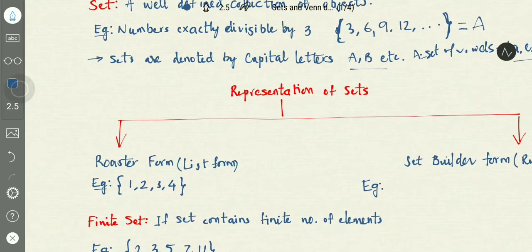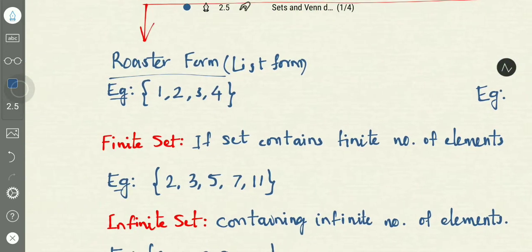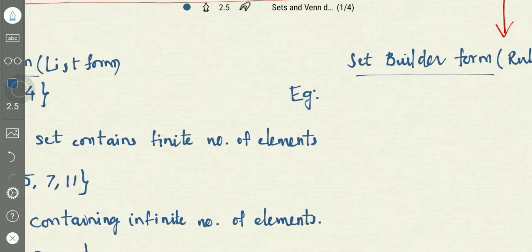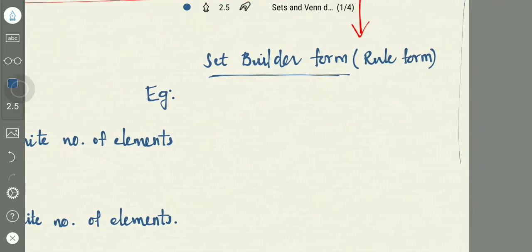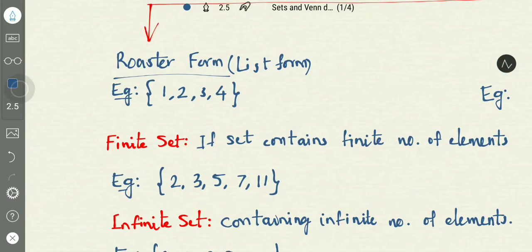The elements of set are represented in two types of forms. There are roster form and set builder form. What is roster form? It is also called list form. In this, the elements are directly written in the set, and in set builder form the elements are written in the form of a rule, so it is also called rule form. In roster form, for example, let us say 1, 2, 3, 4 are the numbers of a set A.